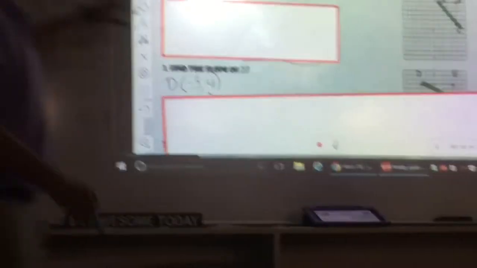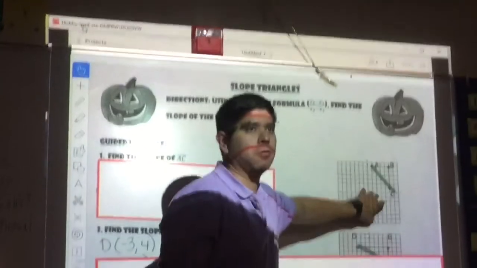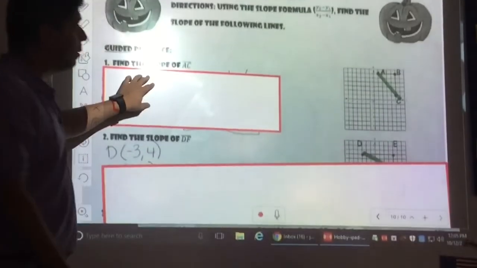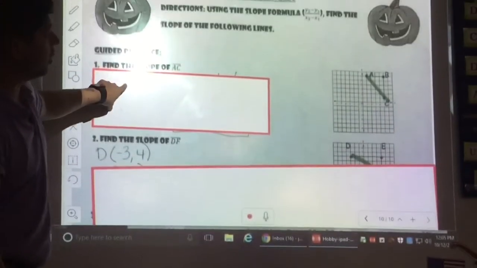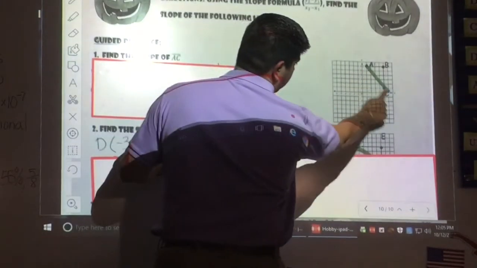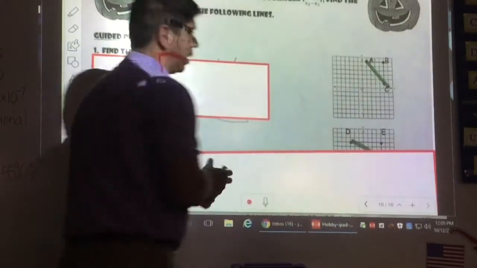Slope triangles, okay? What we're going to be able to do is calculate the slope of a triangle on the coordinate plane. Like this is the coordinate plane, right? The graph, okay? So we're going to be able to calculate the slope. Up here, the slope is what's highlighted in green. You'll see that.